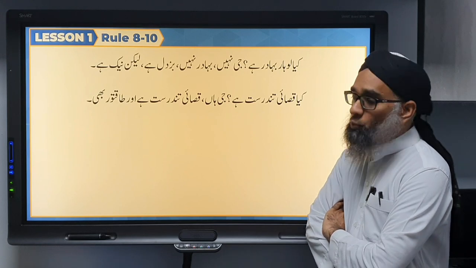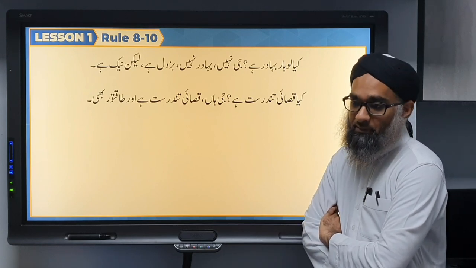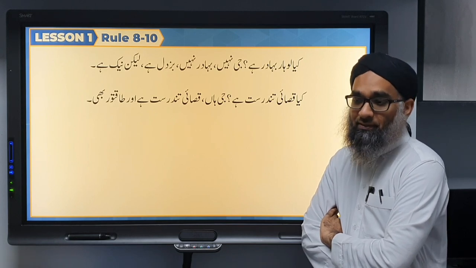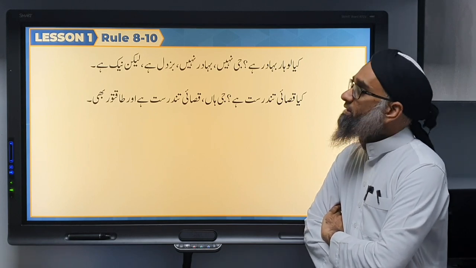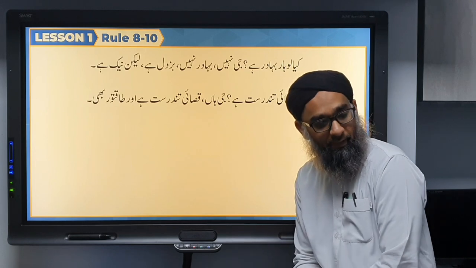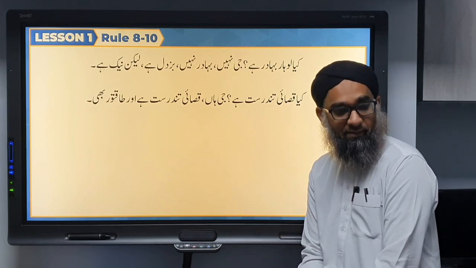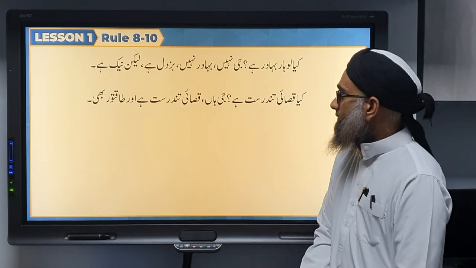Kya qasai tandurust hai? Butcher. Tandurust? Healthy. Ji haan, qasai tandurust hai. Yes, the butcher is healthy. Ataqatwar bhi. He's also very strong.